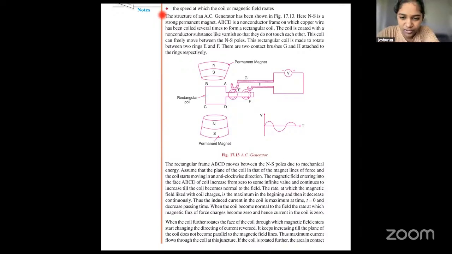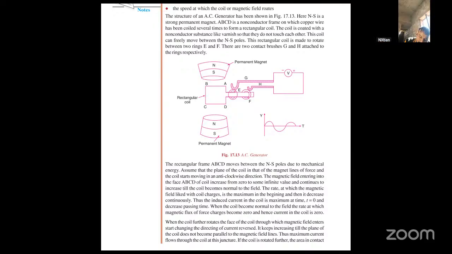The magnetic field entering into the face ABCD of the coil increases from 0 to some finite value and continues to increase until the coil becomes normal to the field. The rate at which the magnetic field linked with the coil changes is the maximum in the beginning and then it decreases continuously. Thus, the induced current in the coil is maximum at time t equals 0 and decreases with passing time.